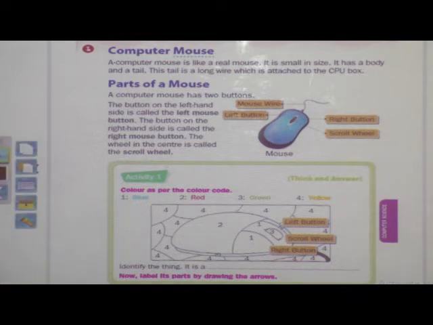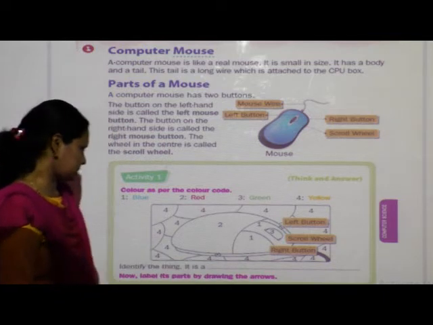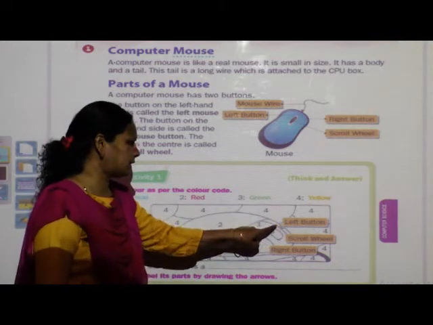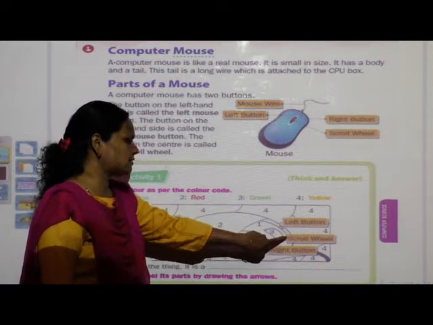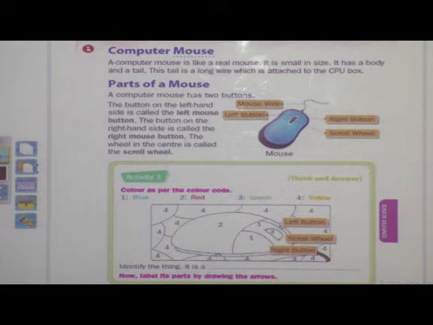Then identify the thing it is. You have to identify what it is and you have to write here, and you have to label its parts by drawing the arrows. So you have to label it by drawing arrows, left button arrow here, right button arrow here, and scroll wheel arrow here. So you have to draw a line and show the parts by drawing lines. Okay, so you have to do this afterwards.